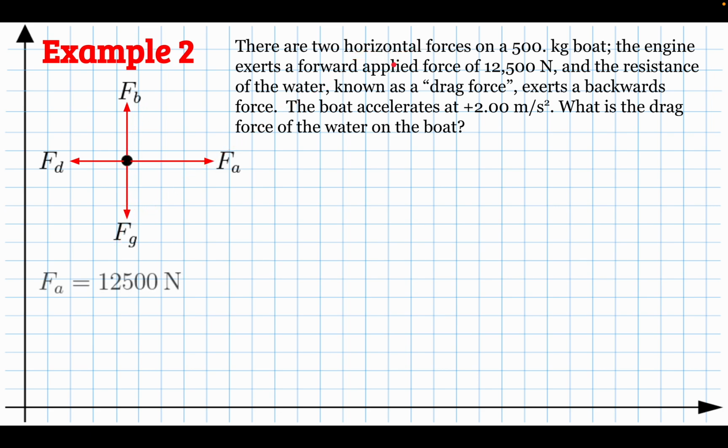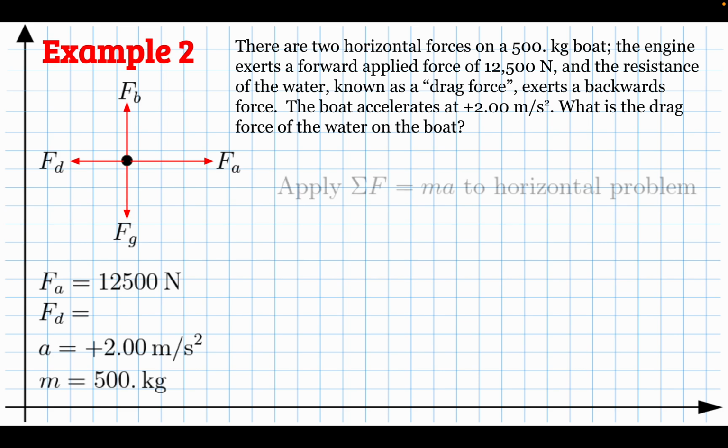So my variable list is going to be the applied force, F of A, the drag force, F of D, which I do not know, and then I need the mass and the acceleration, both of which are given. Okay? So here we're going to apply Newton's second law to the horizontal problem.